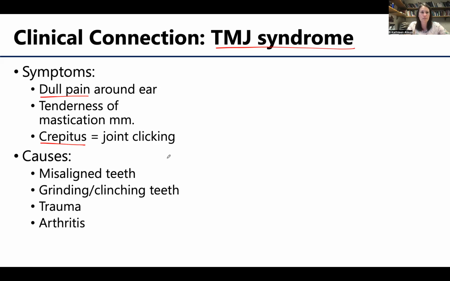There are so many different causes of TMJ syndrome. Not one equals definite pain or definite tenderness of muscles of mastication. But these are a few of them. Misaligned teeth, grinding or clenching the teeth. That not only can affect the teeth and the TMJ, it can also affect your muscles of mastication. Trauma can, of course, affect any joint. And then arthritis. The temporomandibular joint is a joint, so arthritis can affect it as well.